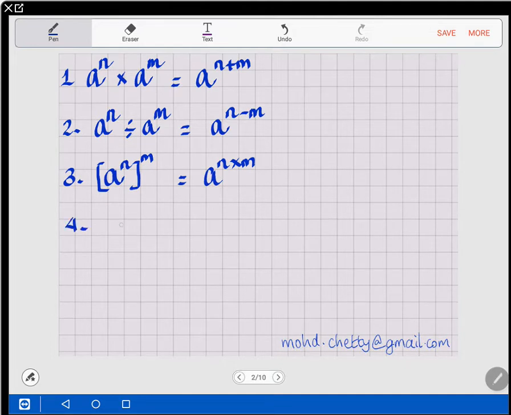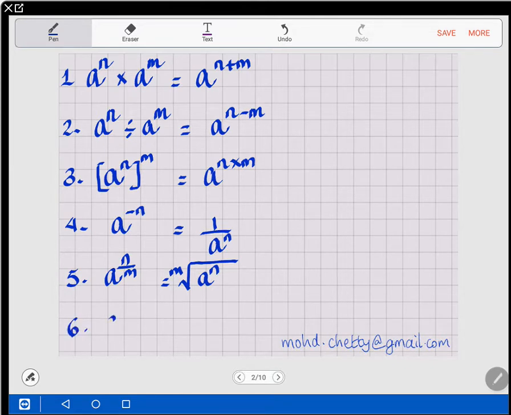Quatrième, a to the power of minus n is equal to 1 over a to the power of n. Cinquième, a to the power of n over m, this will be a to the power of n, so m root. M could be any number. Vous pouvez expliquer là, pas de tracas.